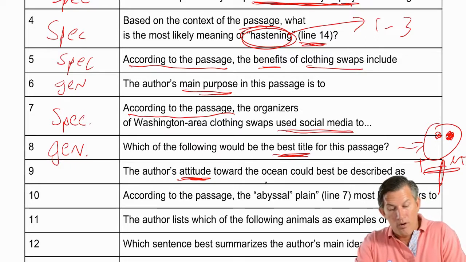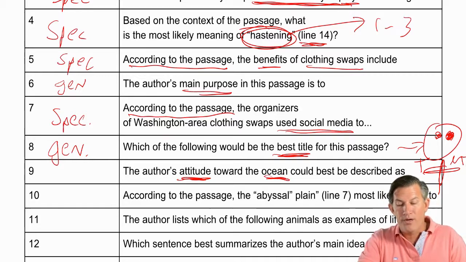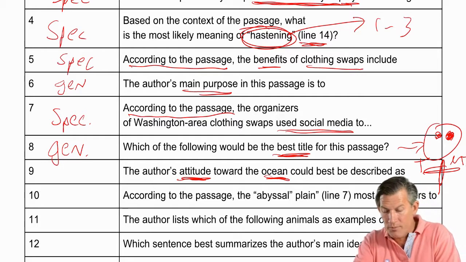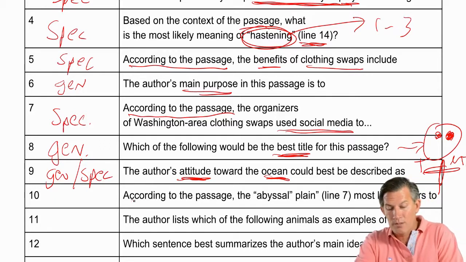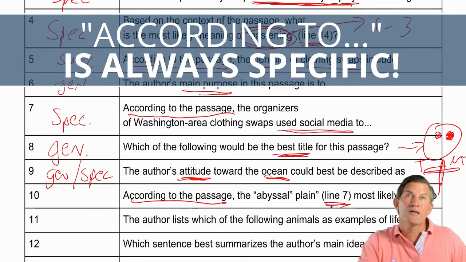Author's attitude. Oh, author towards the ocean. So that might be a specific one. Depends whether the whole thing is about the ocean or whether just one part is about the ocean. If the whole thing's about the ocean, it's in the general, okay? But if it's just find the part where he's talking about the ocean, and it could be specific. So that's a little tricky. According to the passage, all you need to see is line anything.